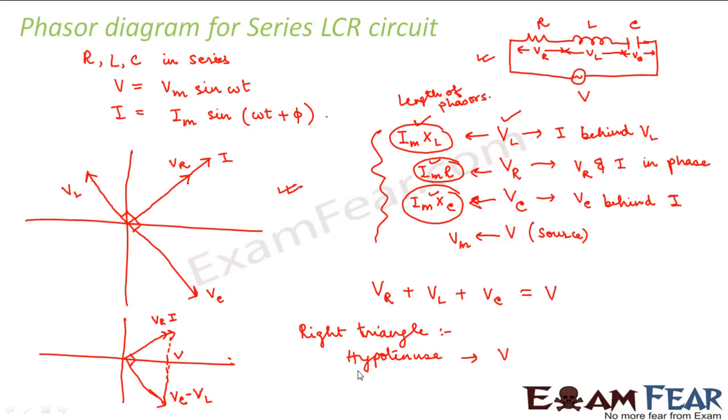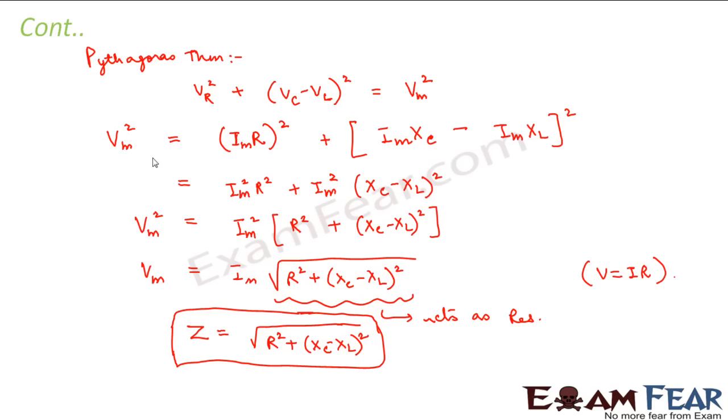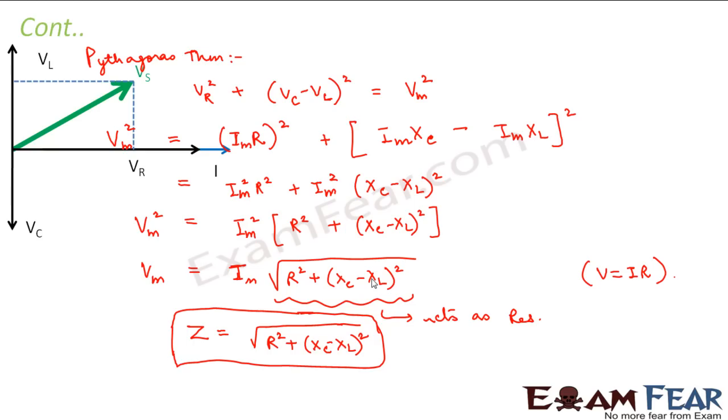So using Pythagoras theorem, we calculated the value of the source voltage, that is Vm, and we found that Vm came out to be Im into a value which acted as the resistance for this LCR circuit, and that value is known as the impedance of the circuit and is given as root over R square plus (XC minus XL) whole square, right?